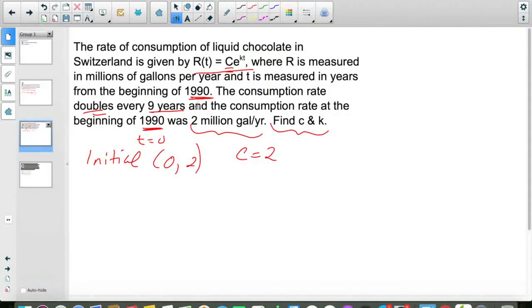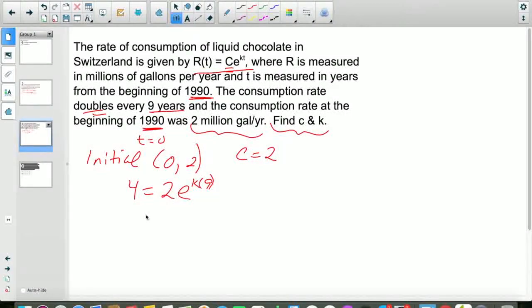If we want to figure out our k value, we can plug into this formula. We know that the initial value C is 2, e is our exponential number, and k is what we're trying to find. If we start with 2, it takes 9 years to double. Doubling 2 million gallons per year gives 4, and they tell us in the reading that that takes 9 years. So our t value for this to happen is 9 years.